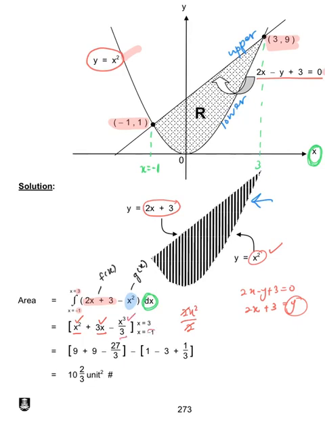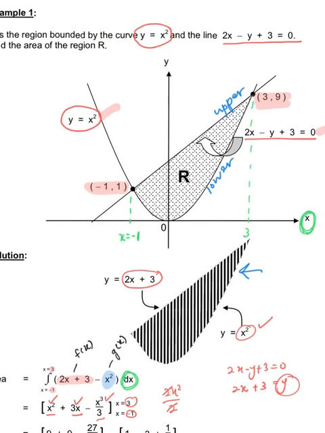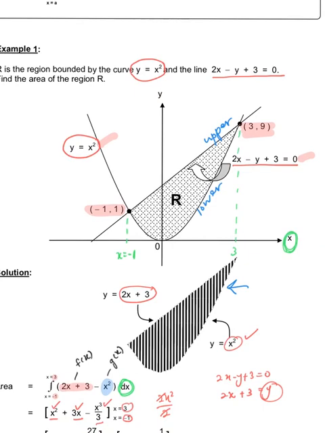Next is substitution. Evaluate for -1 and 3. Just substitute and calculate. You will get the value 10 2/3 as your final answer. This is the answer for the area bounded by this curve, meaning that you are done finding the area for this region.